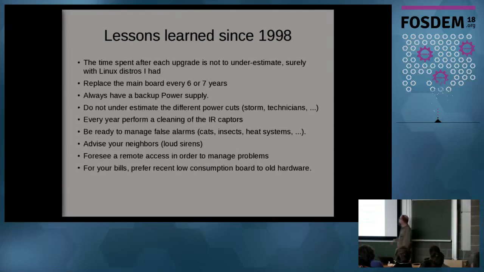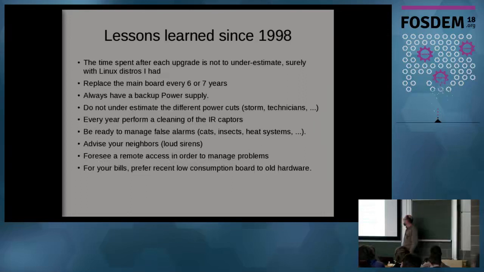Then you also have the infrared captors. It's also an element to look at carefully, because you have to clean them at least once a year. You have to perform a good cleaning. And in the big loop I've explained, to capture the I/O of the different captors, you have to be smart enough to take into account false alarms.